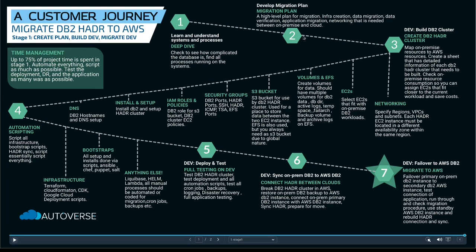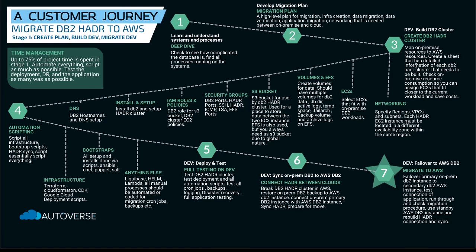Our next stage was to build out these clusters, these DB2 HADR clusters. And there's a lot of things that you need to think about. Obviously, your networking, your regions, VPCs, subnets. Your primary and your secondary servers must be located in different availability zones in order to be highly available.